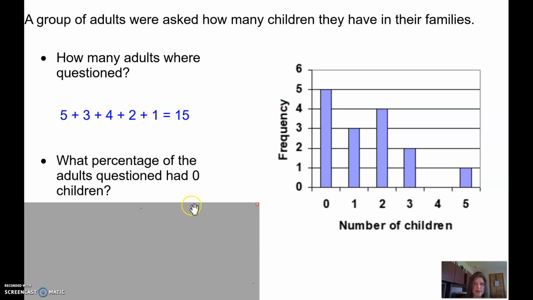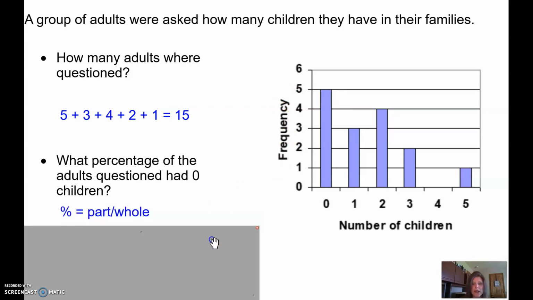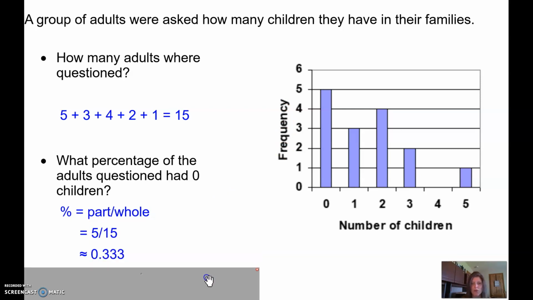The next question says, what percentage of the adults had 0 children? Okay, so that goes back to something old. To calculate a percentage, we want a part of the whole. And in this case, the part is the number who had 0 children. Well, again, that's 5. And the whole was how many were surveyed. That was 15. So we're going to ask for what's the percentage for 5 out of 15. Well, that's 0.333 when we divide. We move the decimal over 2 places and determine that that's 33.3% of those who were surveyed.